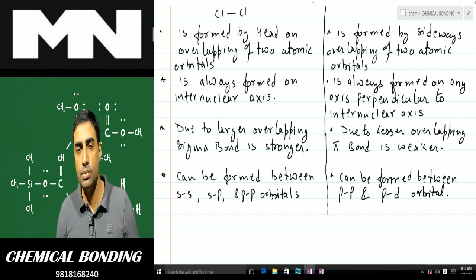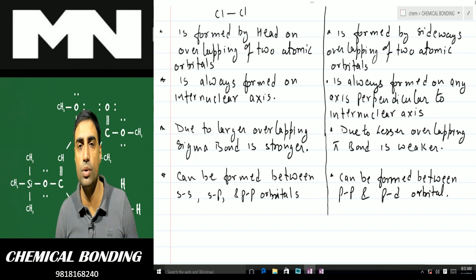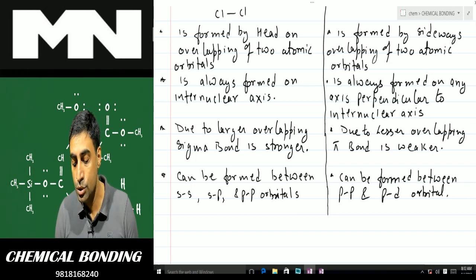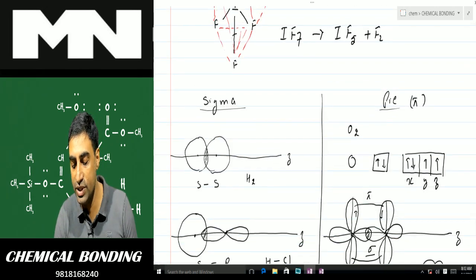Never will you see the S subshell involved in pi bonding, because the S subshell cannot overlap sideways. It always overlaps head on. So S will never form a pi bond. So this is the basic difference between sigma and pi. Again, a recap of this.